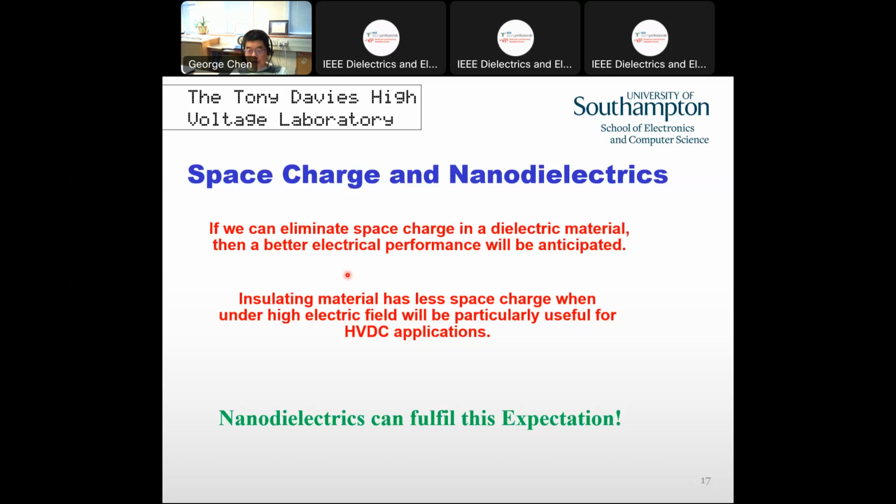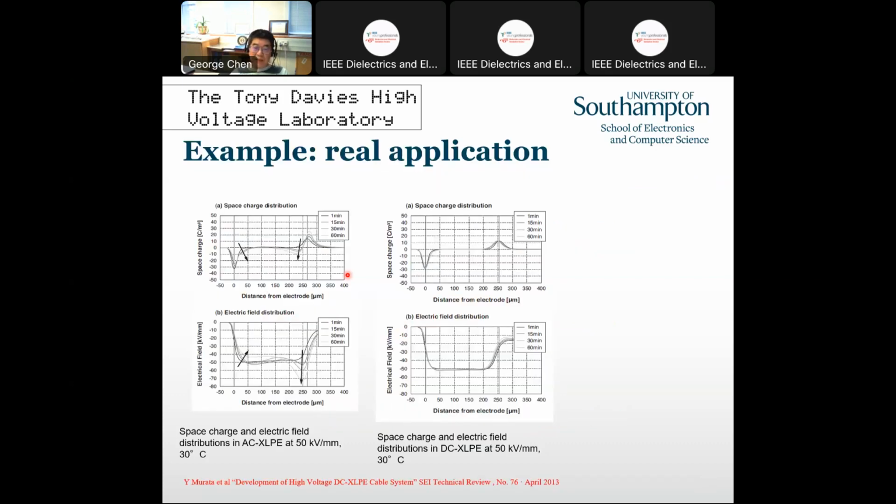Here again, I can use a power cable as an example. This is research carried out by Japanese researchers. Initially, they used an AC XLPE material and subjected it to a DC field of 50 kV per millimeter. Over time, you can clearly see the space charge being developed in the system. Once this space charge has formed, you can also see the field distortion occur. In this particular example, because of the high amount of charge formed close to the electrode, we have over 50% field enhancement. Of course, that's not ideal when you're trying to operate this cable under the DC condition.